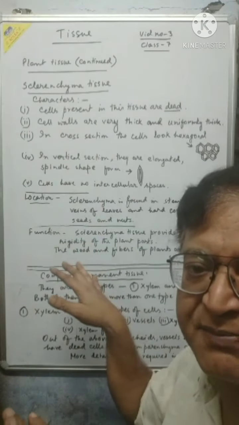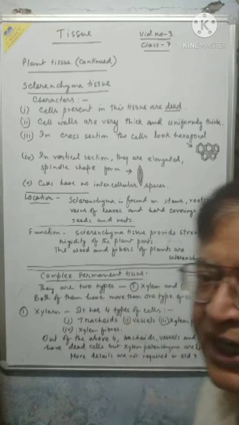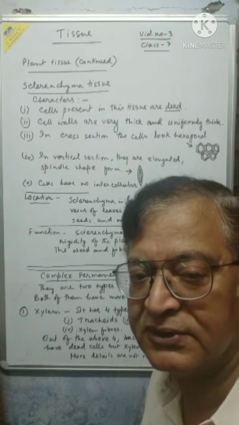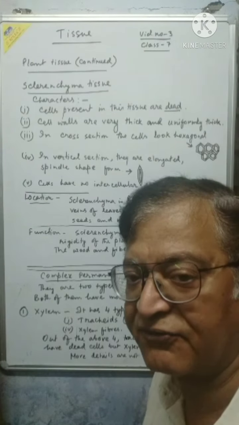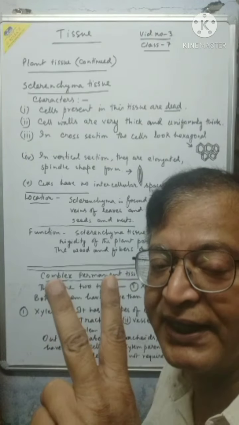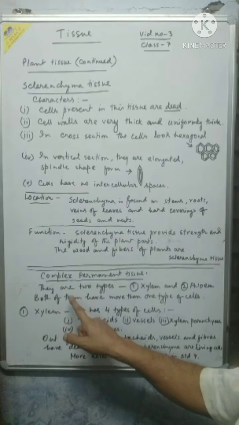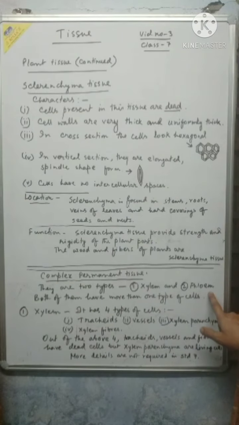Next, simple permanent tissue is completed. Complex permanent tissue: there are 2 types. I already told you that in the flow chart in the first video. Complex permanent tissues are of 2 types. One is xylem tissue, the other is phloem tissue.